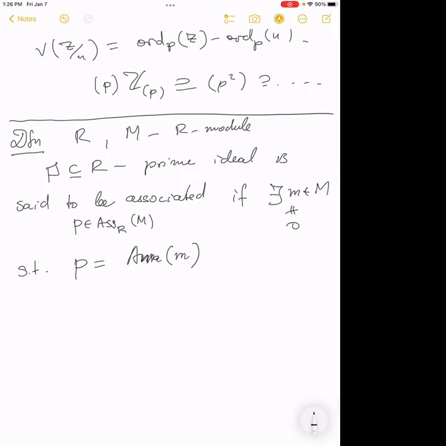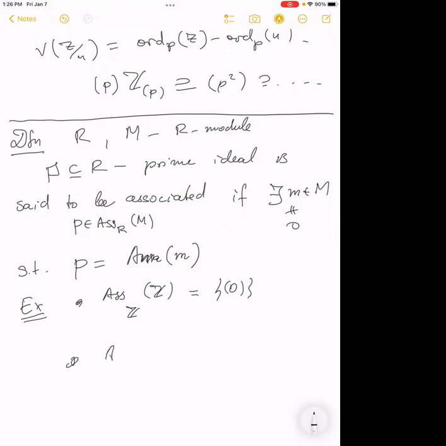Well, let's look at examples. What are the associated primes of, let's say, Z viewed as a Z-module? Well, there is only one, it's 0. It's because A times B in Z equals 0 implies that one of them has to be 0. If the element cannot be 0, then the other has to be 0. So this is the only associated prime.